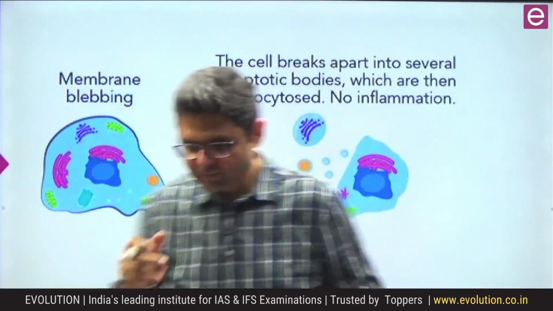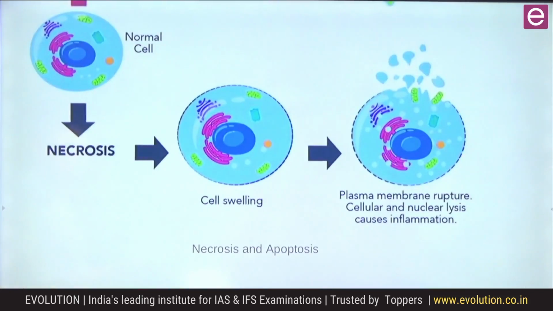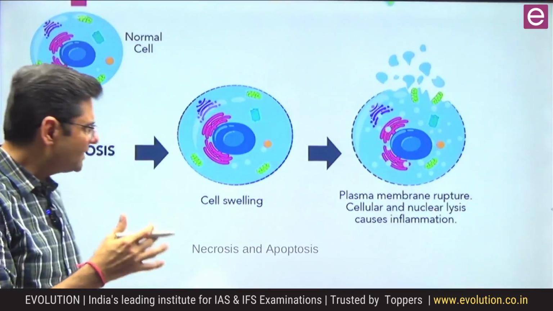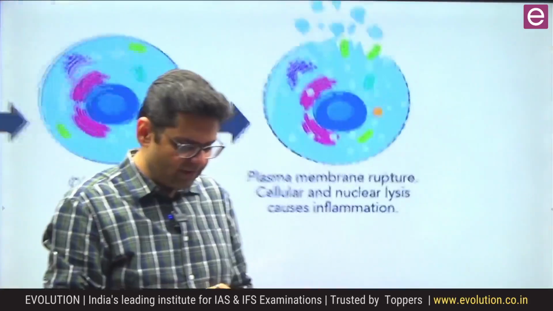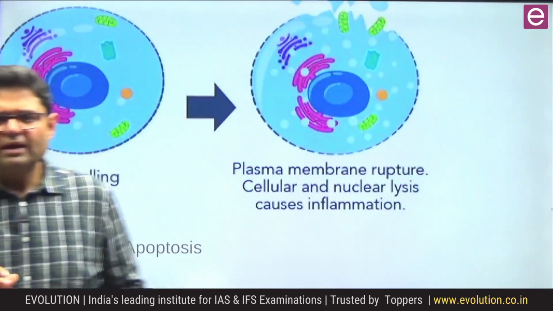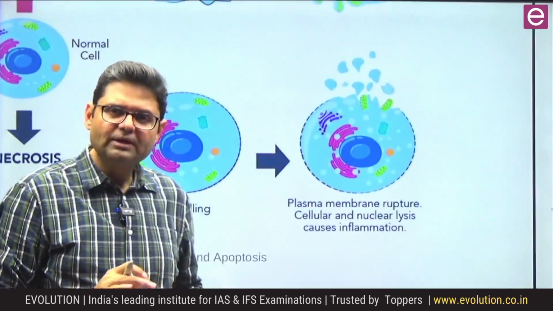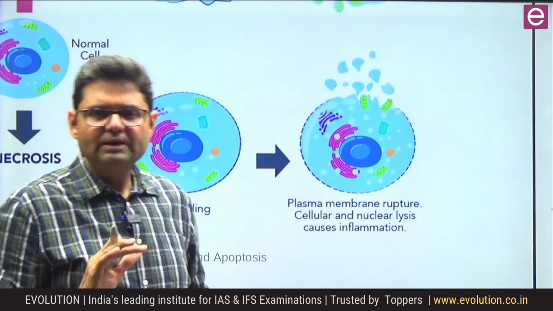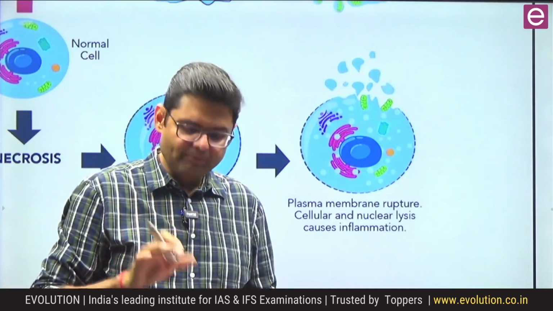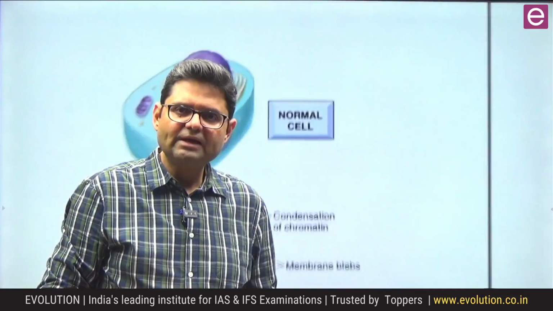On the other hand, if you now see necrosis, in necrosis there is some injury, the cell will swell up and the cell will burst. The plasma membrane will rupture, cellular and nuclear material will be released, and this is likely to cause local inflammation. Seen that way, apoptosis is a nice and clean process.